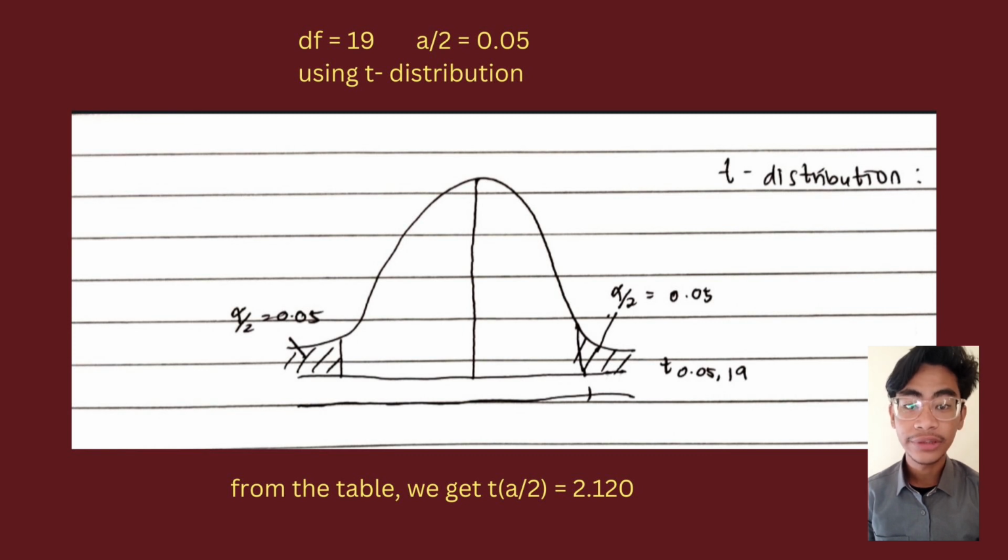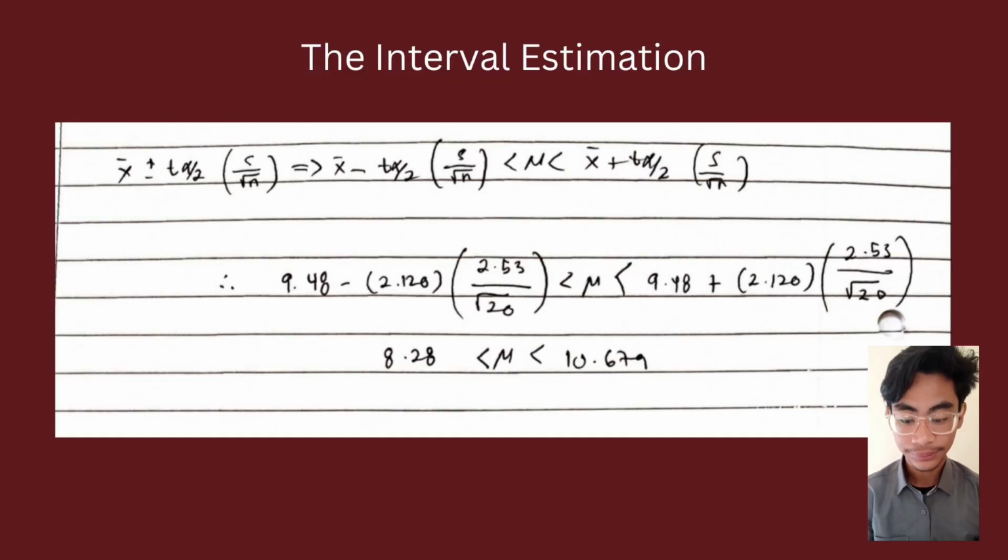Next, we go to the interval estimation. We got the degree of freedom that equals 19 and alpha over 2 is 0.05. From the t distribution, because we use the t distribution since it is a small sample, we got t alpha over 2 is 2.120. For the interval, we just use the formula x bar plus minus t alpha over 2 times standard deviation divided by square root of sample.